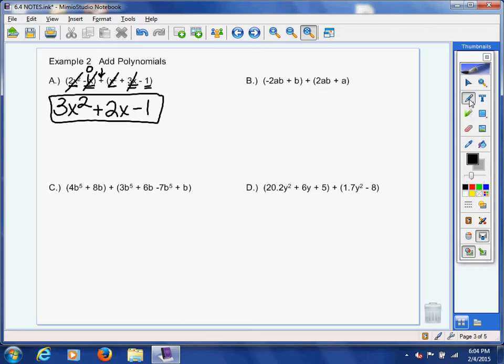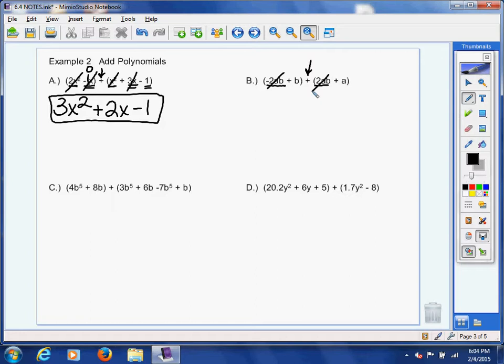All right, let's look at letter B. I've got negative 2ab, and that's also an ab term over here. So add them together. What's negative 2ab plus, remember we're adding, 2ab? Negative 2 plus 2. Oh yeah, that's 0. They just canceled each other out. I do not need to write 0ab, because anything times 0 is 0.